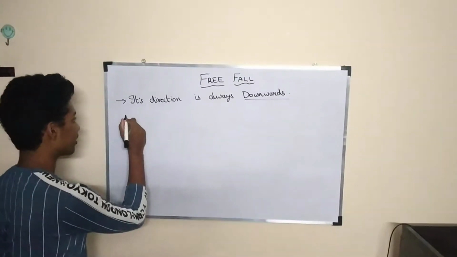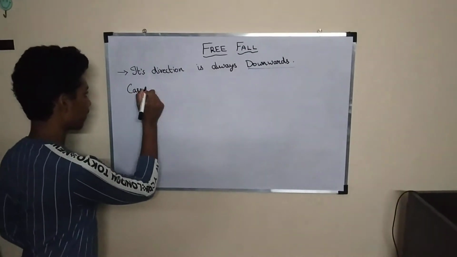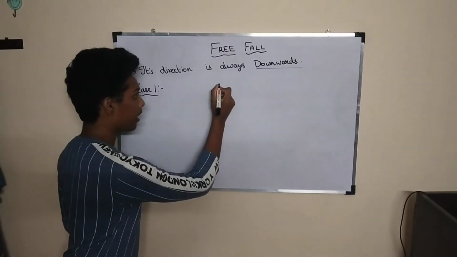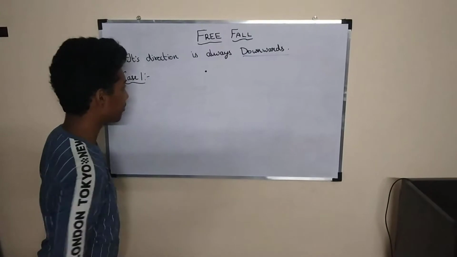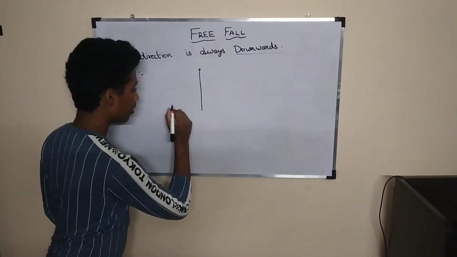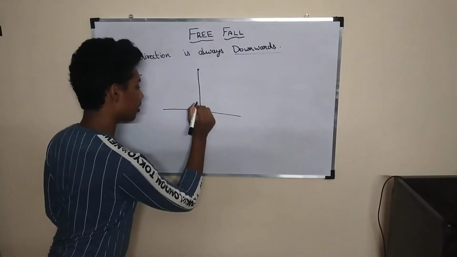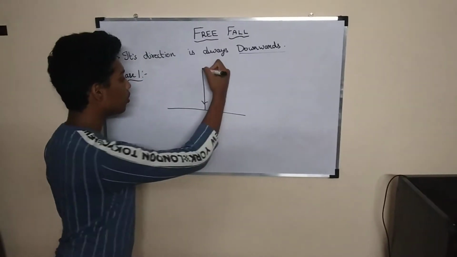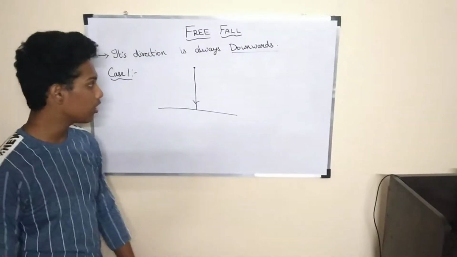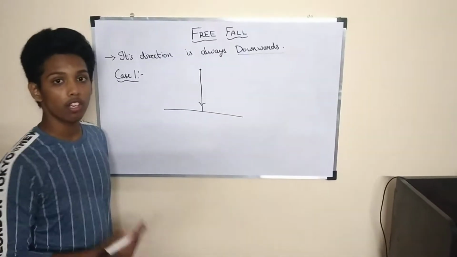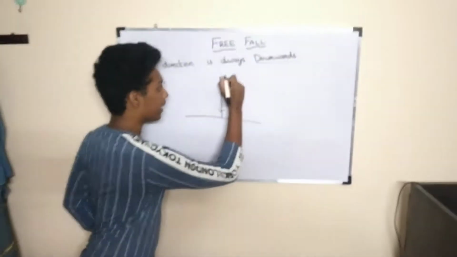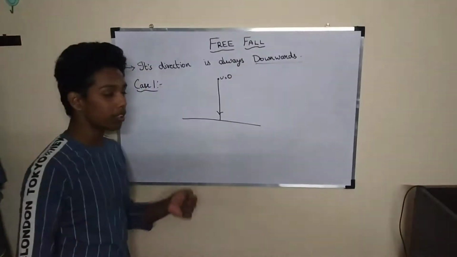So the first case is an object being held here. You can take an example for free fall. It falls towards the ground. If the object is released and it falls towards the ground, what would its initial velocity be? Before falling, it would be at rest, am I right? So the initial velocity would be 0.